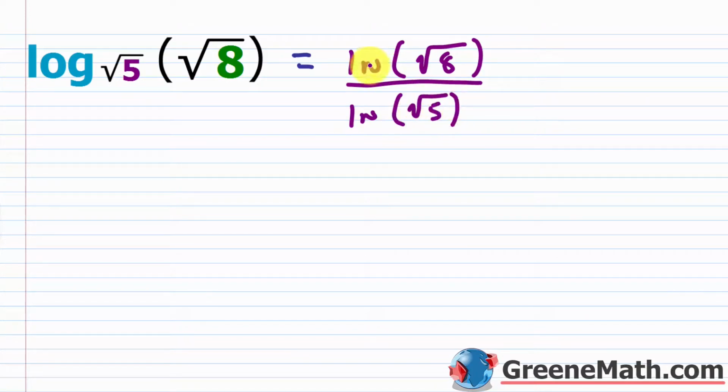So all you need to do is hit the ln key, square root of 8, divided by ln key, square root of 5. And you're going to get approximately 1.292. All right, let's look at one more of these, and then I'll show you something else.